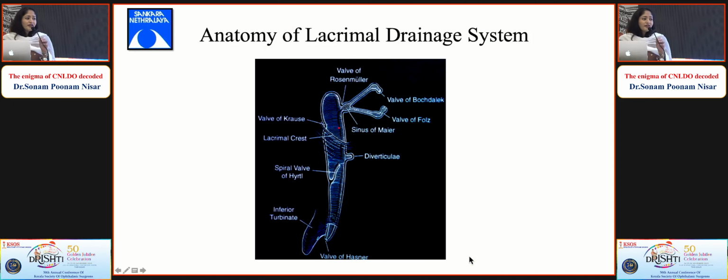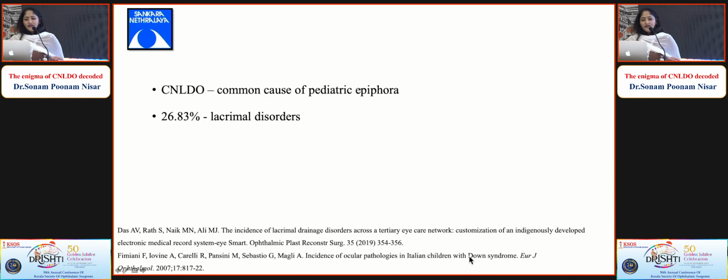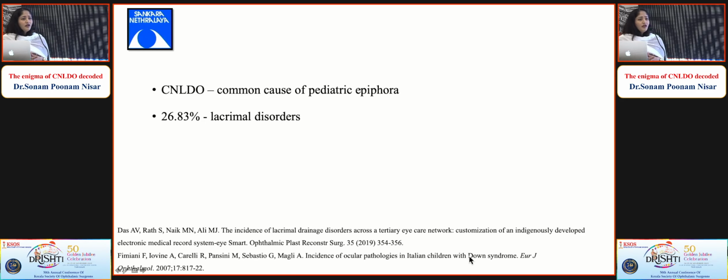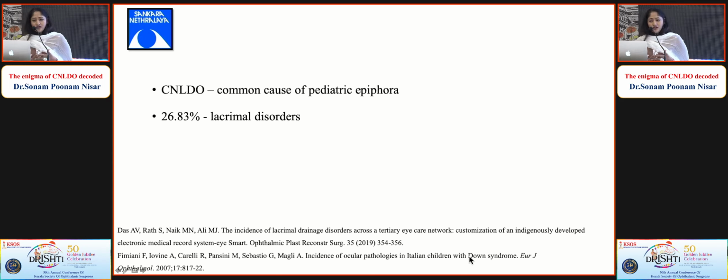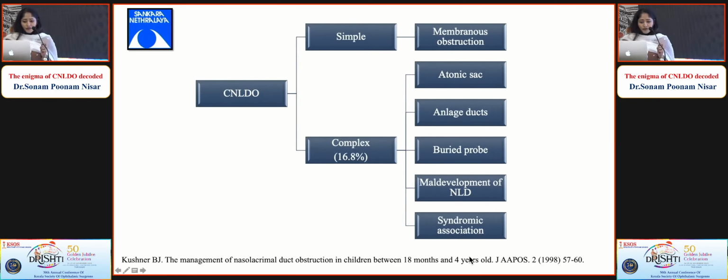So my dear friend here, Dr. Soumya, has already spoken very well in detail regarding the anatomy of the lacrimal drainage system. So what is CNLDO? Congenital nasolacrimal duct obstruction. It is one of the most common causes of pediatric epiphora and accounts for about 26% of all disorders of the lacrimal system. The incidence is higher in Down's babies, as high as 22 to 36%, and that is one thing that we must check while assessing Down's children.